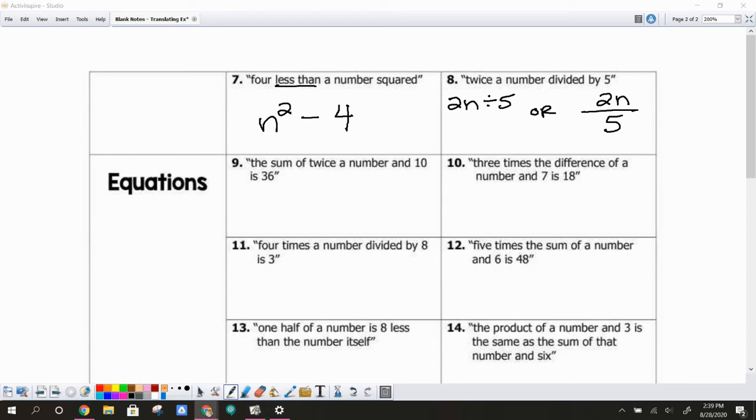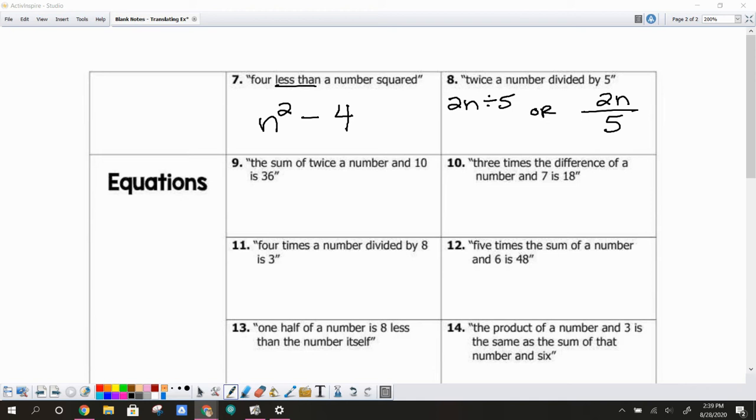Now, we haven't talked about equations and inequalities so much yet for solving purposes, but I do want to go ahead and just write what these look like as you write them out. So it says, for number 9, the sum of twice a number and 10 is 36. So when you have an equation, they're going to tell you the word is, and that's your key word for equals. So you want to make sure if you see the word is, then you're going to have two separate sides, one on one side of the equal sign, one on the other.